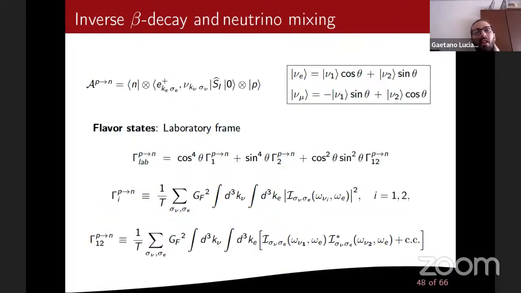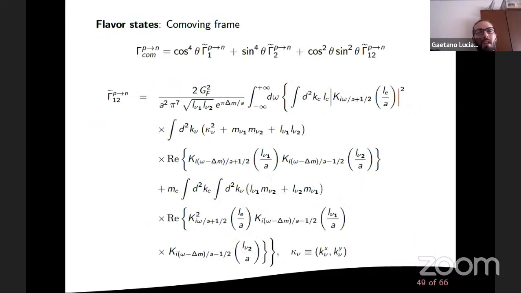And indeed, let's see what happens if we consider flavor eigenstates as fundamental states, both in the laboratory frame and in the comoving frame. This is the computation in the laboratory frame. Now we have the sum of three contributions. This contribution is related to mu1. This contribution here is related to mu2. And this off-diagonal contribution arises from the interference of mu1 and mu2. These terms are defined in these two equations.